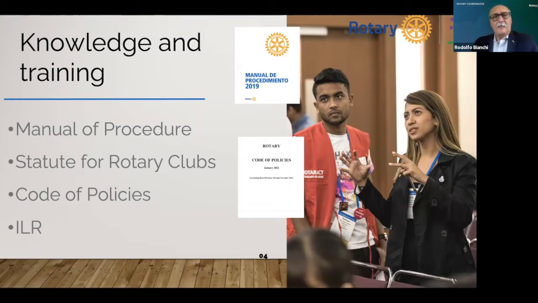And finally, you can be trained yourself, and recommend it to most of your members, through the Instituto de Liderazgo Rotario, the Rotary Leadership Institute, RLI. There's a lot of knowledge there that can give you the clue to solve problems and do a nice job as a club president.